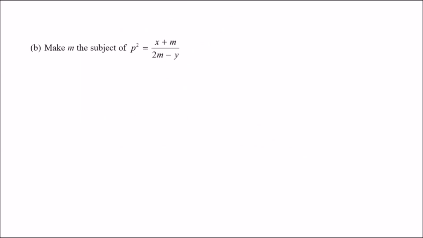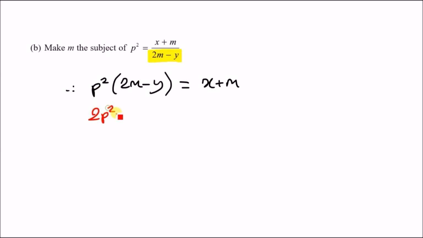All right, part B. Here they want us to make m the subject of this equation. With these kinds of questions, you have m at the top and m at the bottom. What I would personally do is always clear the fraction, so move these across to the left. To clear the fraction, you multiply by 2m minus y to the left. So we get p squared times 2m minus y equals x plus m. Now we begin. Expanding the bracket, you get 2p squared m minus p squared y equals x plus m.